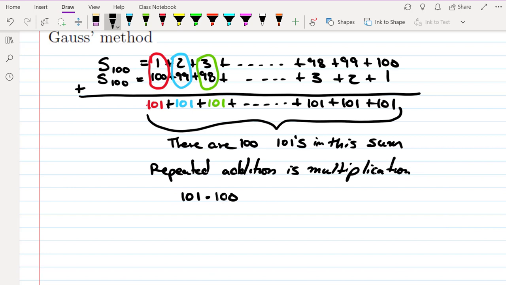But that's not quite the original answer we were looking for, because it was the sum we were looking for plus the sum we were looking for. So it's too big. We counted it twice. So to fix that, we divide by 2 because we double counted everything. So then 2 goes into 100 50 times, and we have 101 times 50, which is 5,050.